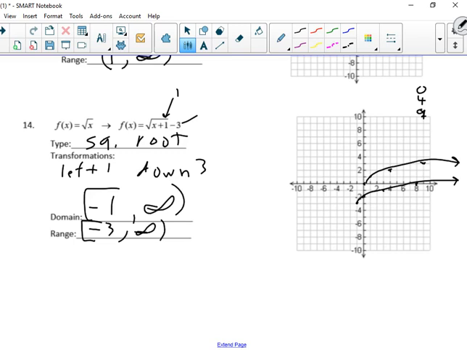Another way to find the domain is just to set x plus 1 has to be greater than or equal to 0, right? So x has got to be greater than or equal to negative 1.